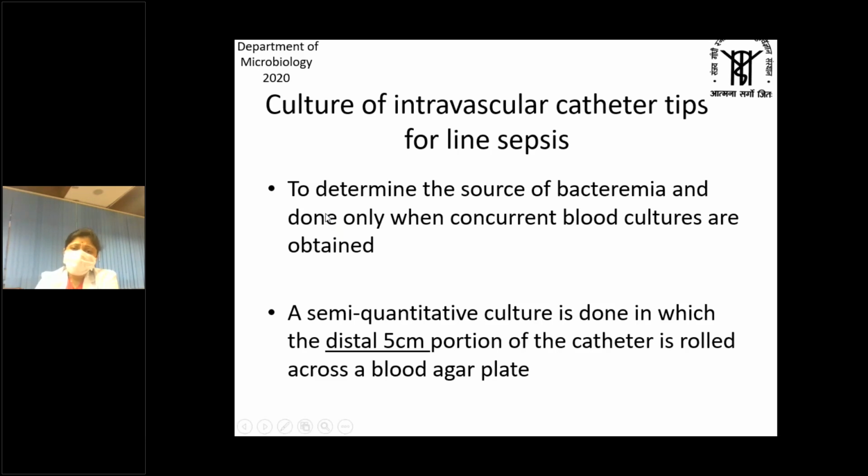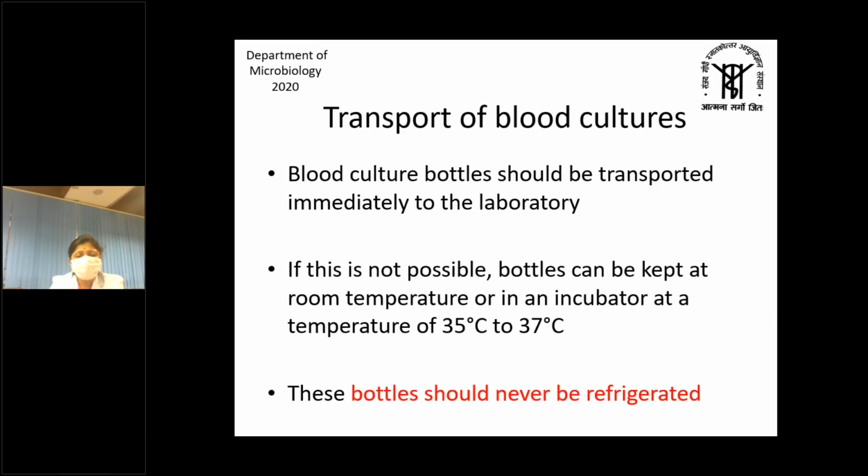So, if you have to determine whether the CRBSI, the central line infection or CLABSI, was due to the contaminated catheter tip, then we can do a semi-quantitative culture in which the distal 5 centimeter portion of the catheter is rolled and a semi-quantitative culture is done. And if we recover the same organism from the tip of the catheter as well as the blood culture, then we are sure that the source of infection was the catheter.